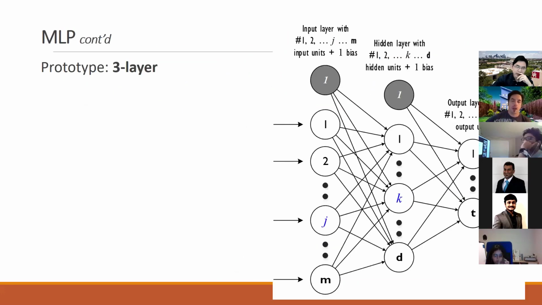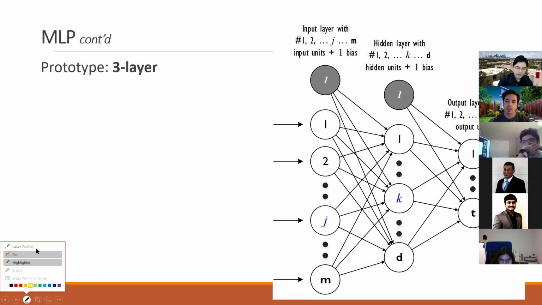So for the rest of the module, I use a prototype model of the MLP. So we assume 3 layers. And the only difference between this MLP and logistic regression are 2 things, basically. In terms of the structure, we have a hidden layer. That's the most significant difference. We have a hidden layer here.